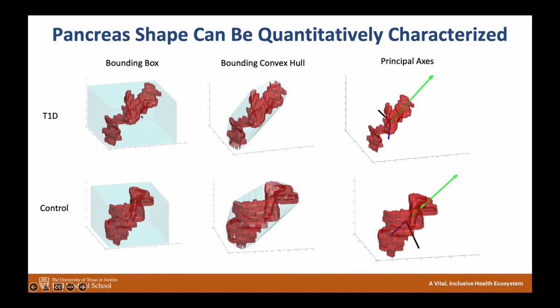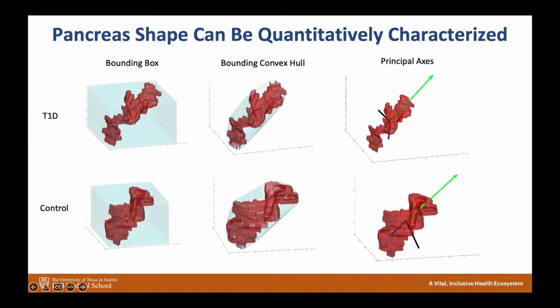So giving us an idea of the sparsity or solidity of this three-dimensional organ here. We can do something very similar by drawing a bounding convex hull. So imagine taking a balloon that fits around this pancreas and seeing how big that hull is, how much of that hull is comprised of pancreas. We can also draw a bounding ellipsoid.